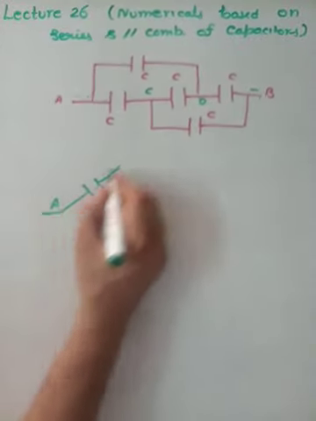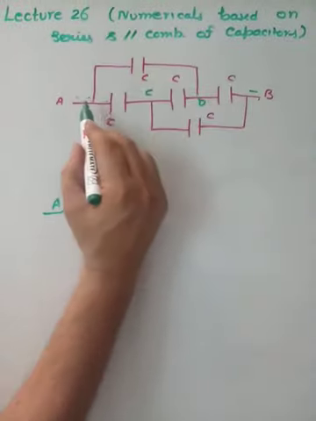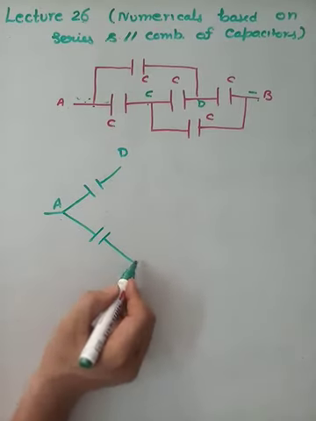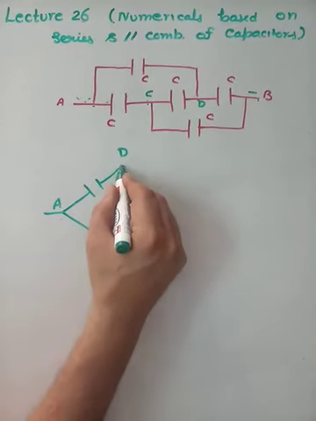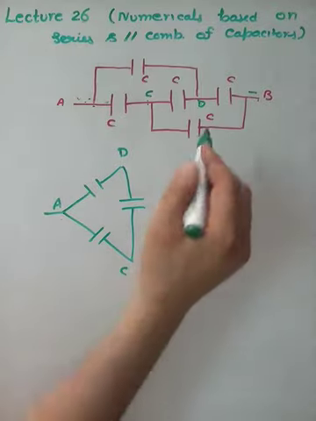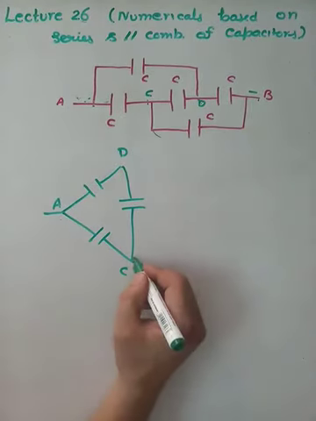Let this point be A and this point be D. Between A and D we have one capacitor. Between A and C we have another capacitor. This point is C. Between C and D we have one capacitor. Between C and B we have one capacitor.